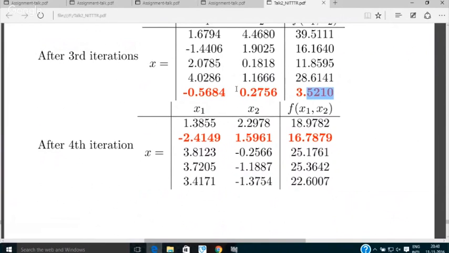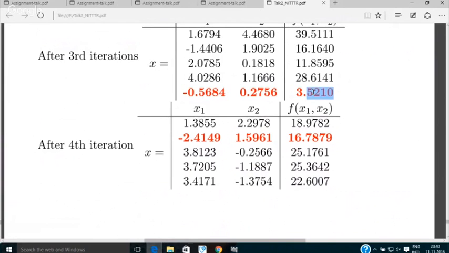You can't change your global best. So G best remains the same as this one, because 16.78 is greater than 3.52, and our target is to minimize the function. So your global best is the same as the previous one.